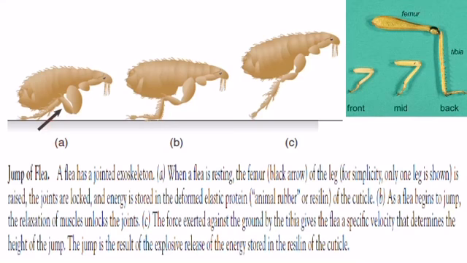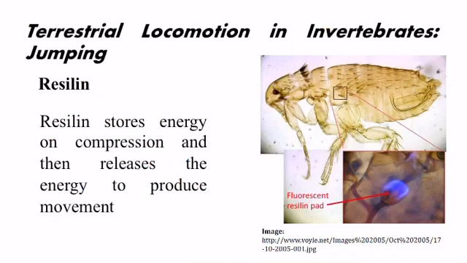The joints are locked, and energy is stored in the deformed elastic protein, which is named animal rubber or resilin of the cuticle. So let's recall what the cuticle is. This is the photo of a flea, and this picture indicates the location of the fluorescent resilin pad in the legs of the flea.